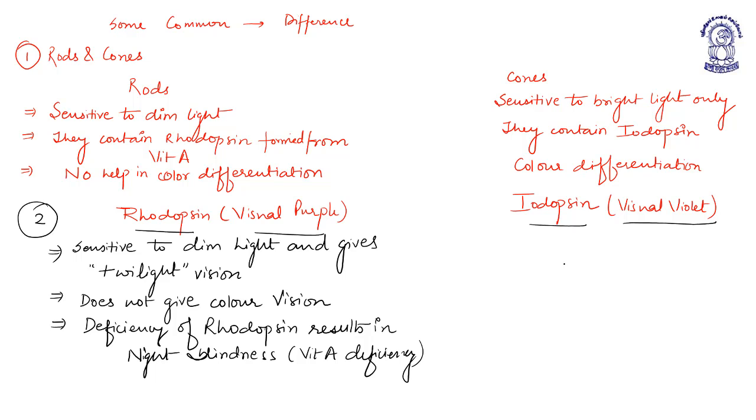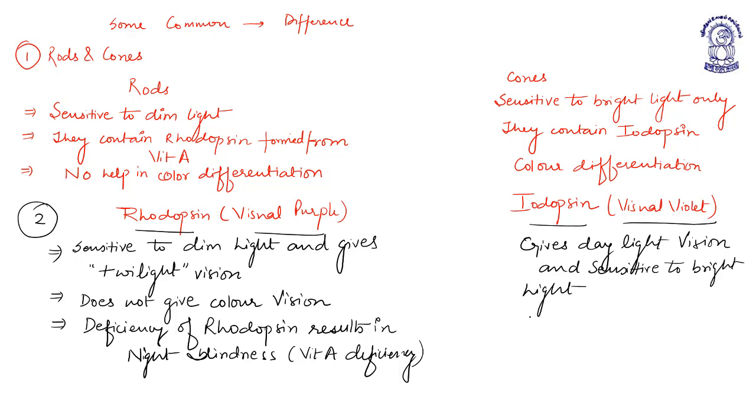Iodopsin, visual violet, is found in cone cells, is sensitive to bright light and gives daylight vision. It gives color vision. If it is insufficient, it leads to color blindness. Understood? So this is the difference between rhodopsin, iodopsin, rod cells and cone cells.